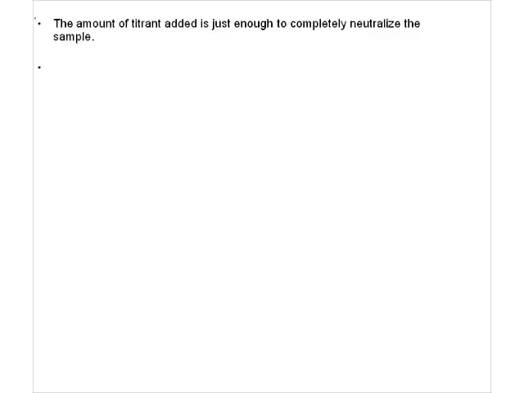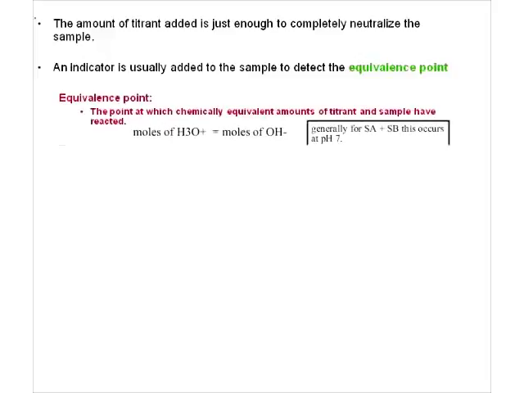We're adding just enough titrant to completely neutralize the acid or base, and we say when this amount is there, we want to be able to detect it, and we call this the equivalence point. And we're saying that the equivalence point is generally where the moles of H3O+ is equal to the moles of hydroxide. We looked at that.